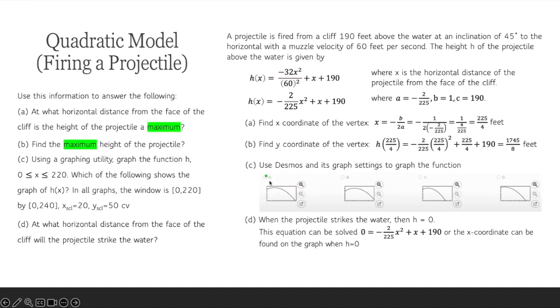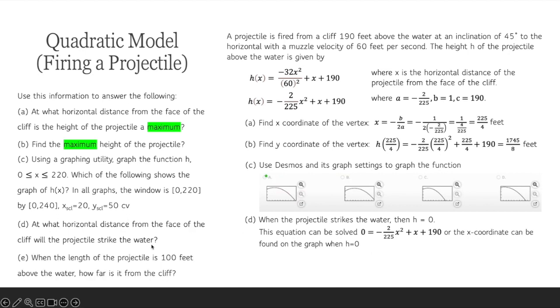So here you have to explain what you have to do to find the horizontal distance when the projectile strikes the water. It is when h is 0. Then I could solve this as a quadratic equation or go to Desmos after I graph and explain that the value of the x-coordinate when h is 0 is 212, and then you have to round if the question asks you to round.